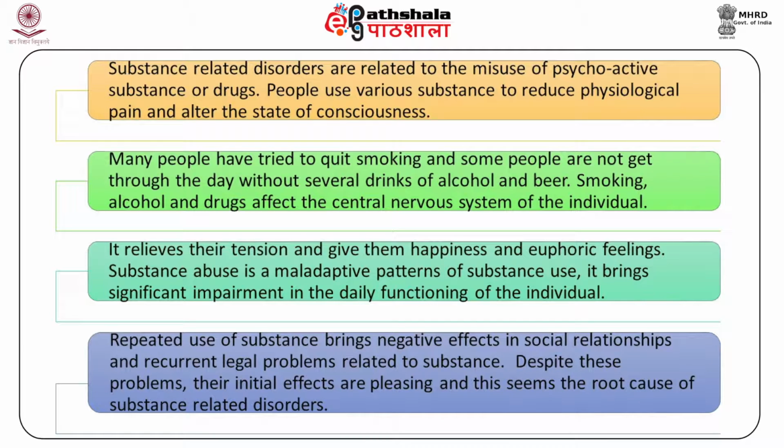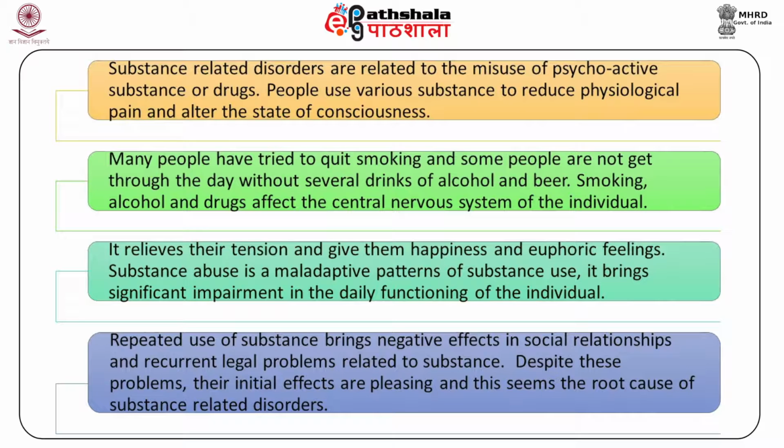People use various substances to reduce physiological pain and alter the state of consciousness. Many people have tried to quit smoking, and some people cannot get through the day without several drinks of alcohol and beer. Smoking, alcohol and drugs affect the central nervous system of the individual. It relieves their tension and gives them happiness and euphoric feelings.